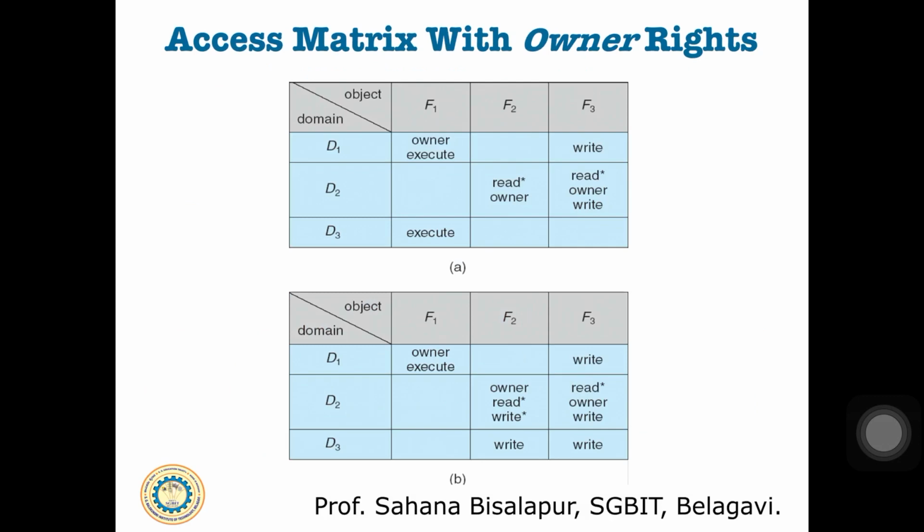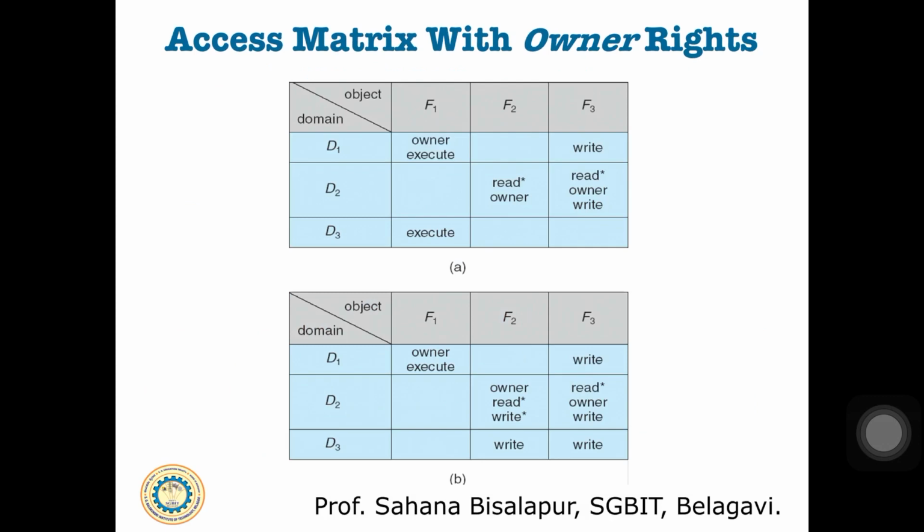Here you can see the copy and owner rights allow the process to change the entries in the column. Now we have changed the entries in the column. For example, in figure B, D3 has lost the right to execute the file F1. As an owner, D1 has removed that right from D3. And D2, as owner for files F2 and F3, has added one more operation, that is the write operation, which can be copied to other domains, as it is marked with a star.